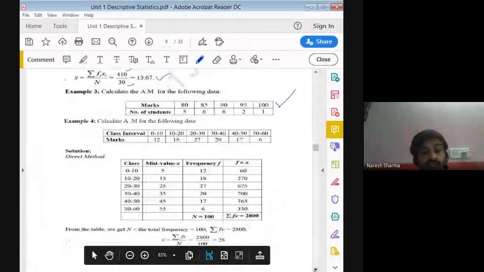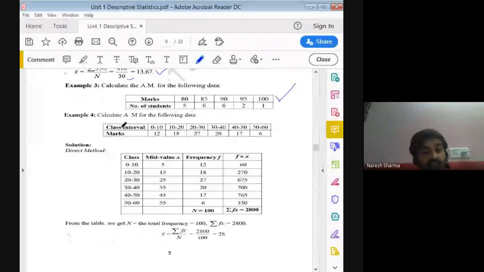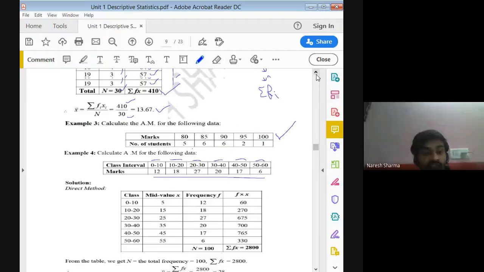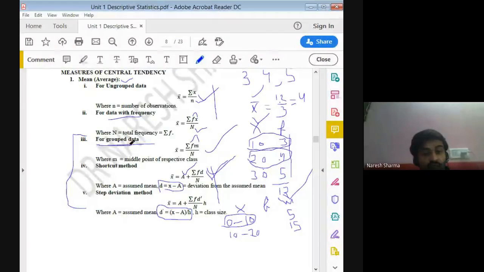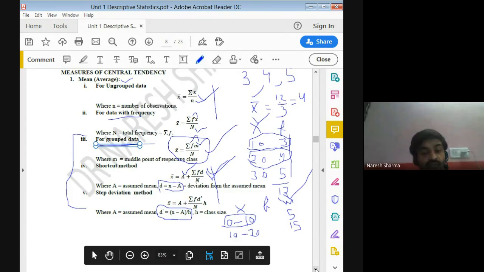Now, the next example has class intervals: 0 to 10, 10 to 20, 20 to 30, 30 to 40, 40 to 50, 50 to 60, and corresponding marks are given. So, as we already discussed in formula number 3, when grouped data is there, we use the midpoint instead of x. The formula is the summation of f into m divided by n. So we can use this third formula here.